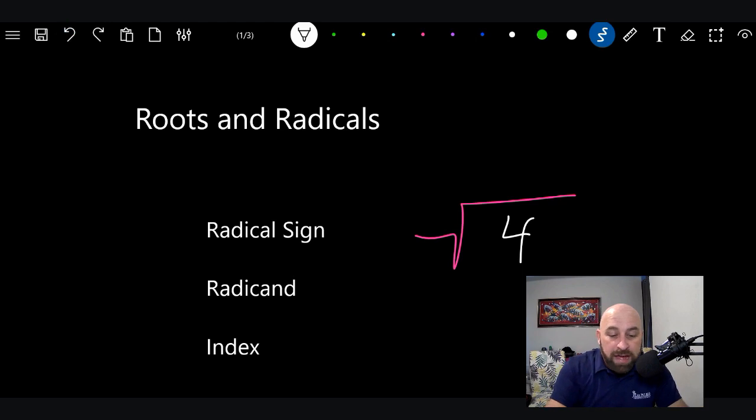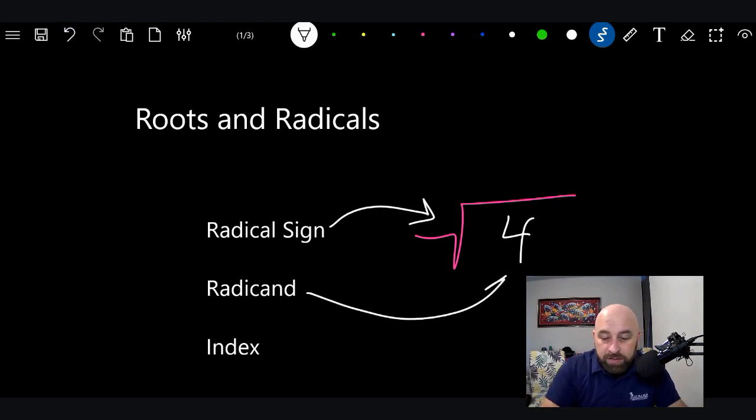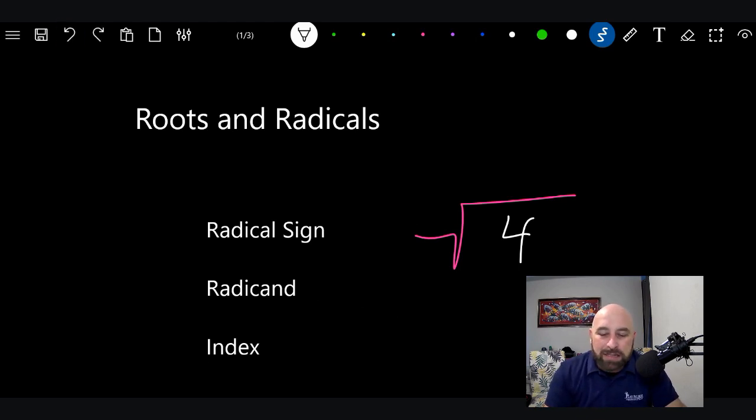There's one more thing. So there's the radical sign. There's the radicand. And then there's this thing right here called the index. What is the index? We haven't seen that word before. Well, the index is the number that goes right here. What does that tell us? Here's what it tells us.